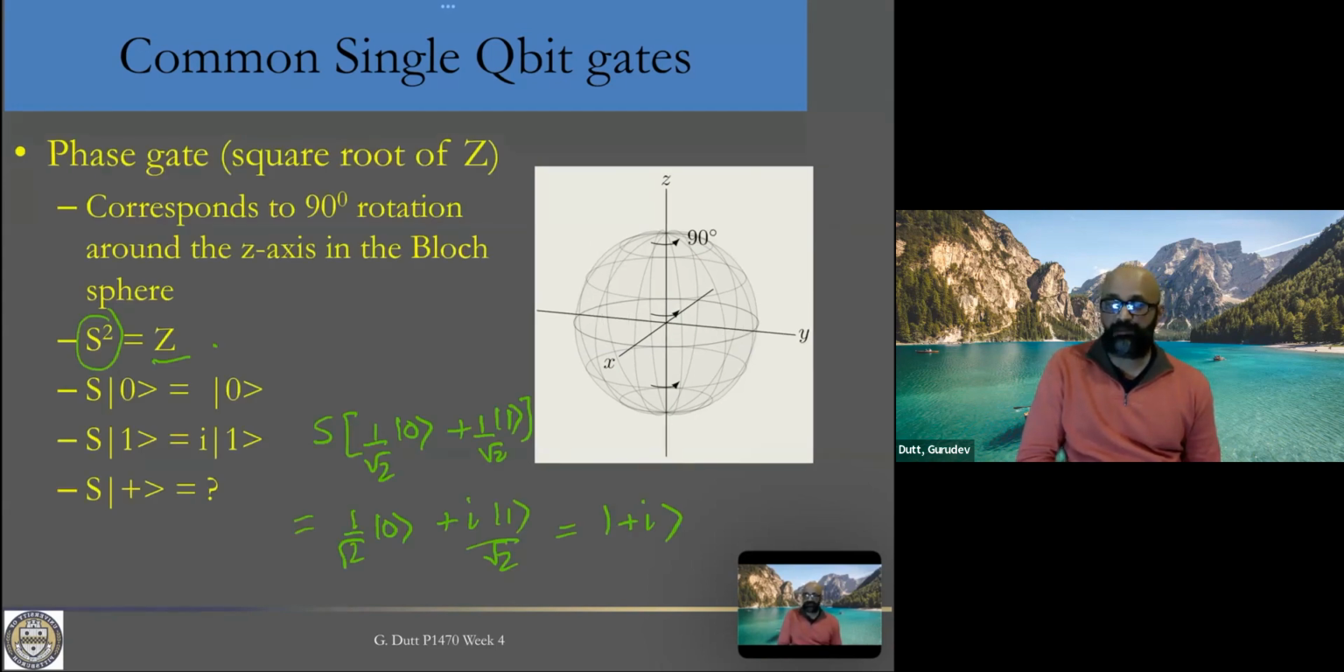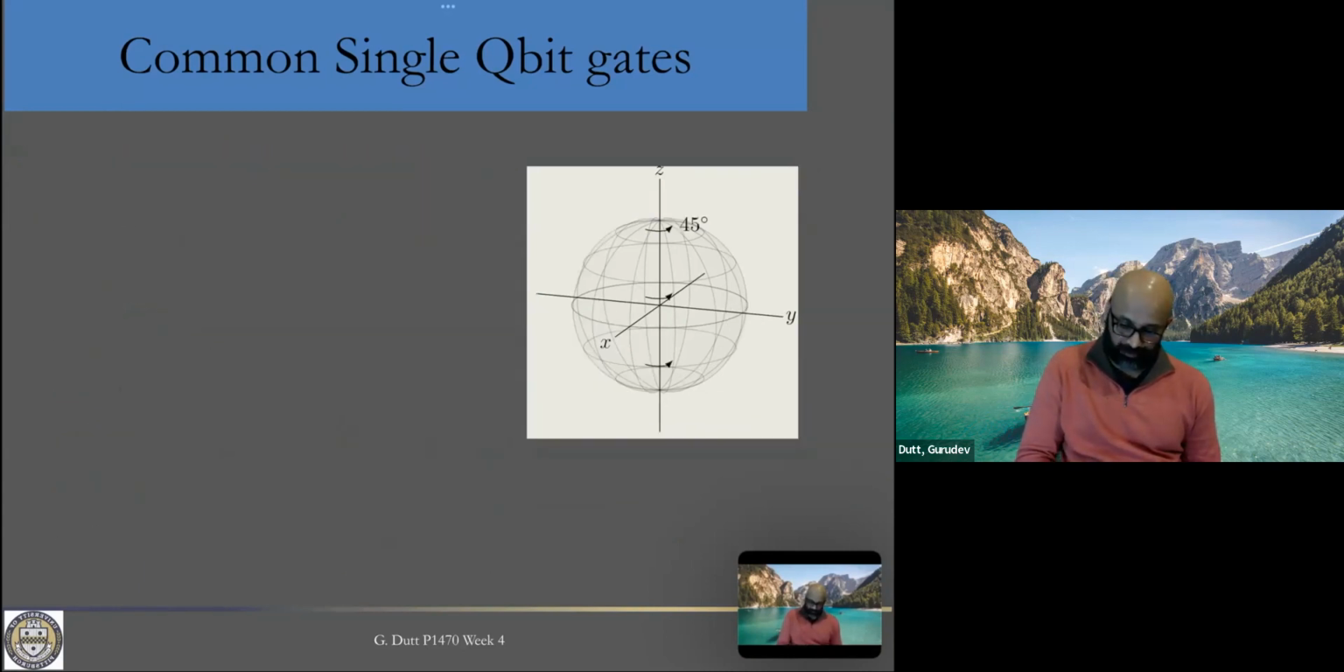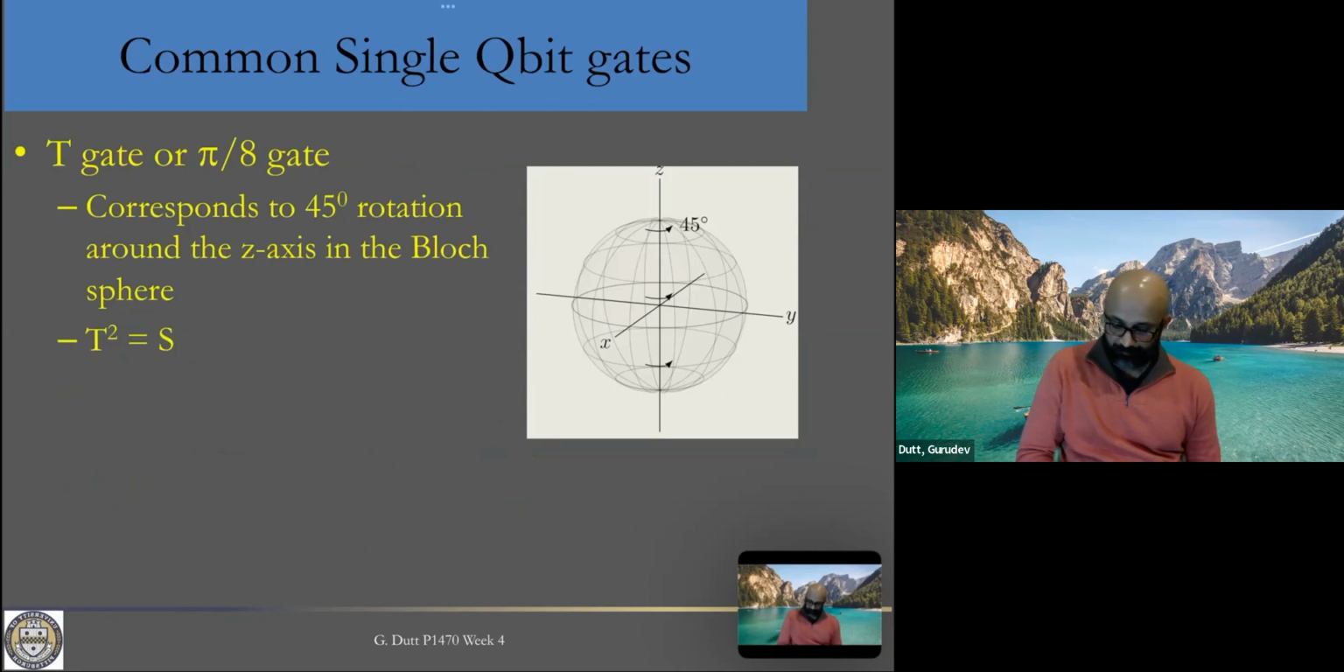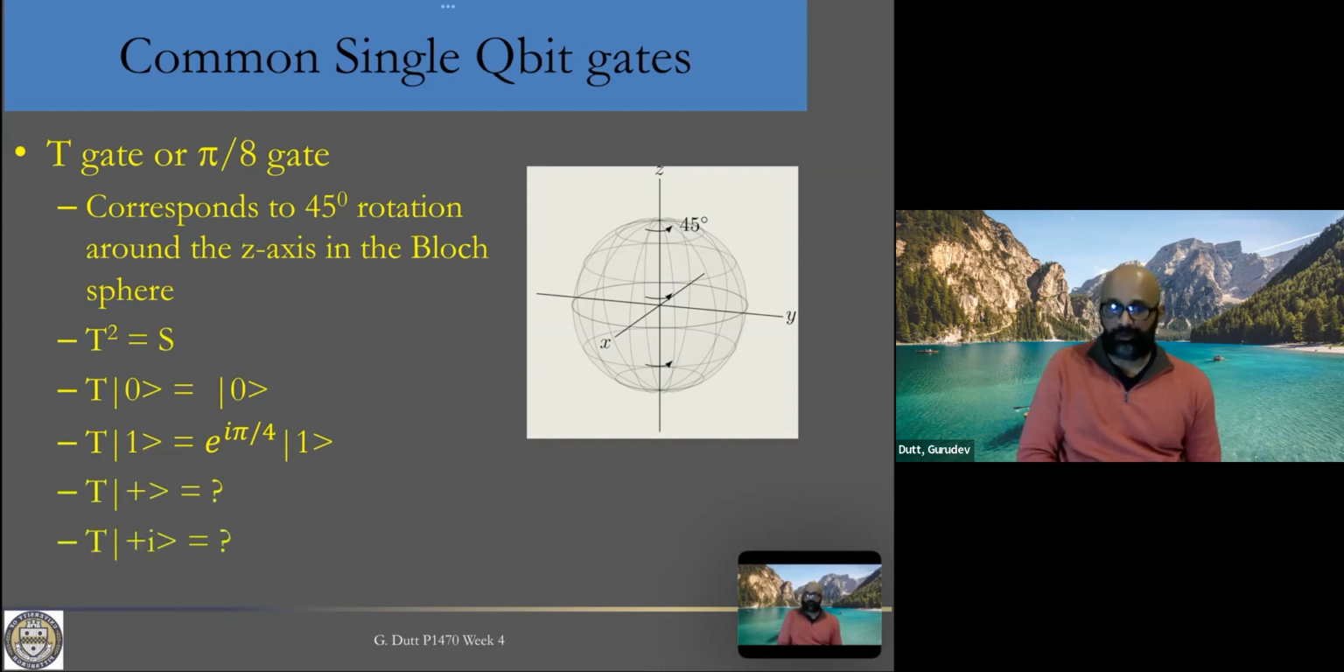Because we just saw on the previous slide that S acting on 1 gives me i times 1. i is just e to the i pi over 2. So since T must be the square root of this S gate, it will rotate by half that angle. Rather than rotating by i, it will rotate by e to the i pi over 4. I won't go through the math, but I encourage you to go through it yourself: what T acting on the plus state and on the plus i state will do.